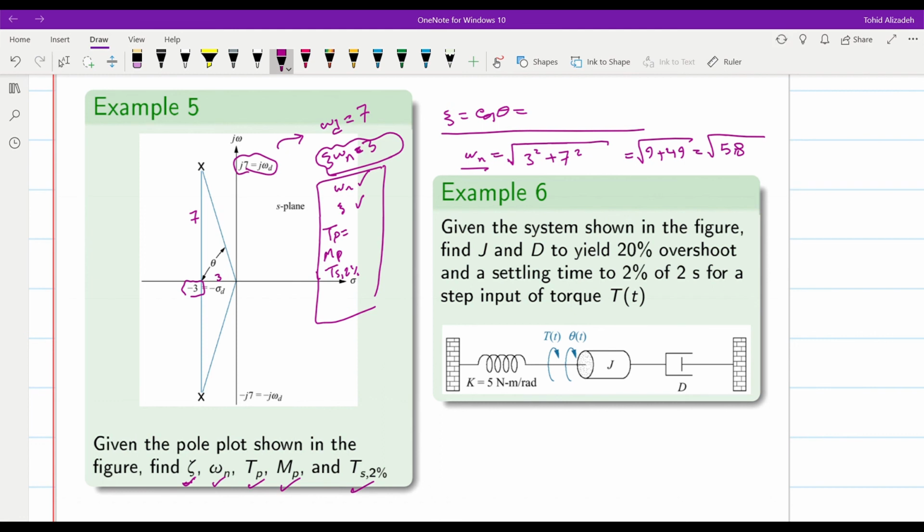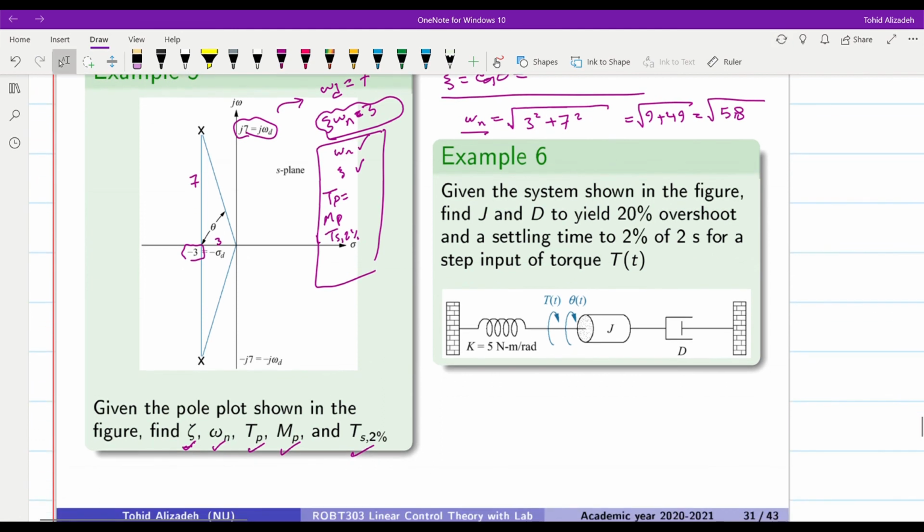For the second example, we have a mass spring damper system in the rotational form. We have the parameters J and D, so we don't have the values. For K, we have the value provided. And then we want to figure out what values we should determine for J and D in order to yield 20% overshoot and the settling time to 2% of 2 seconds. So MP needs to be equal to 20% and 2% settling time should be equal to 2 seconds for a step input of the torque.